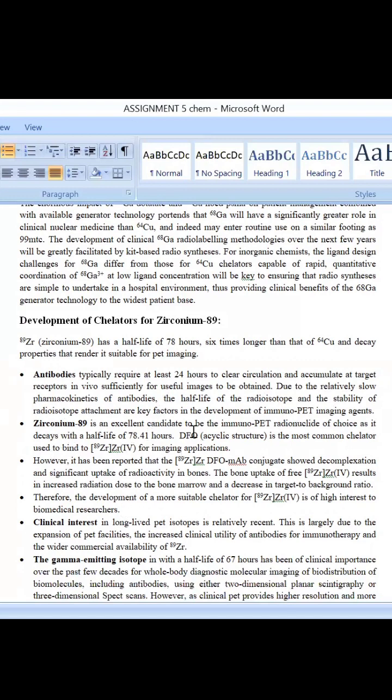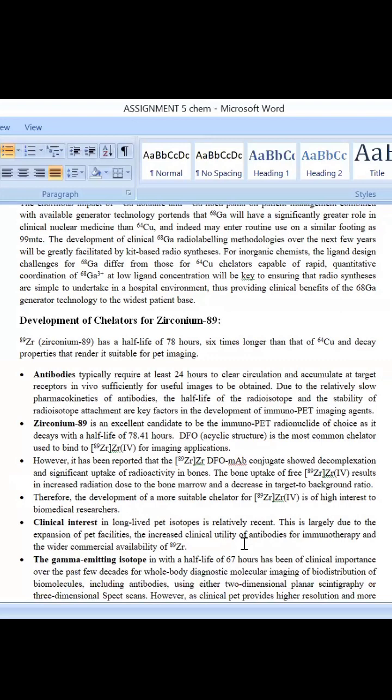Zirconium-89 is an excellent candidate to be the immuno-PET radionuclide, with a half-life of 78.41 hours. The DFO acyclic structure is the most common chelator used to bind zirconium-89 for imaging applications. The next point is clinical interest. Clinical interest in long-lived PET isotopes is relatively recent.